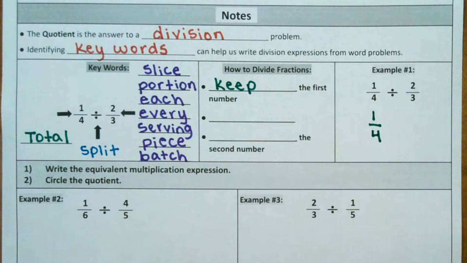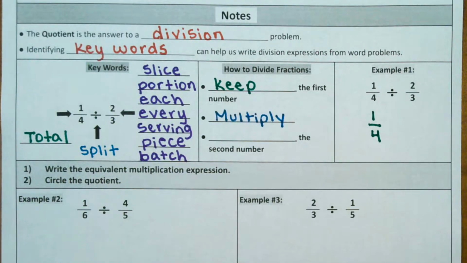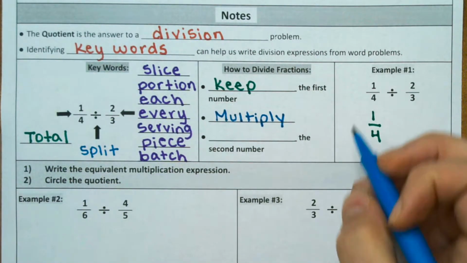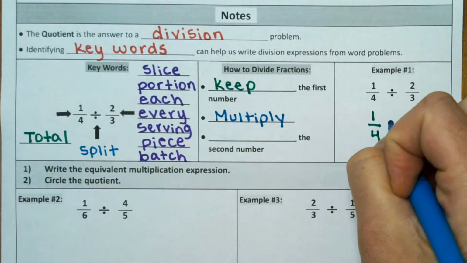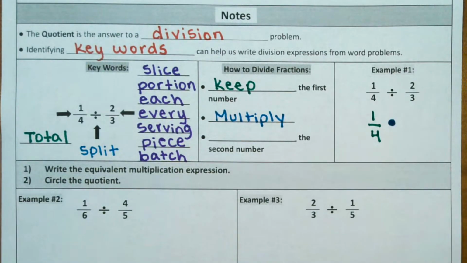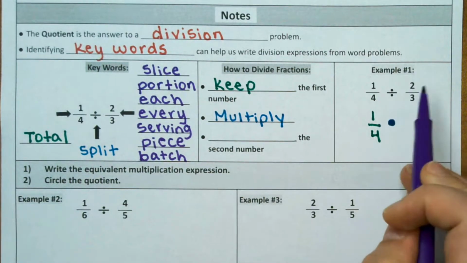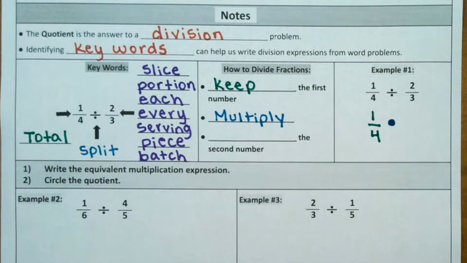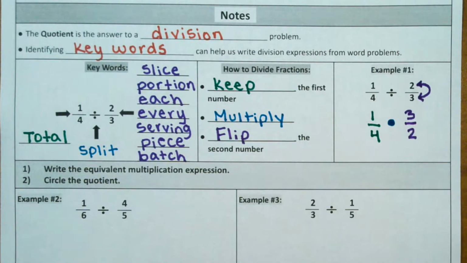Next step, multiply. So we're going to change our division symbol to multiplication. So underneath our division symbol, you can go ahead and put a dot to show multiplication. You can also do an X if you like that better, but I'm going to practice using a dot. And then our last step is we're going to flip the second number. So this 2/3 is going to become 3/2. Make sure you have this down.